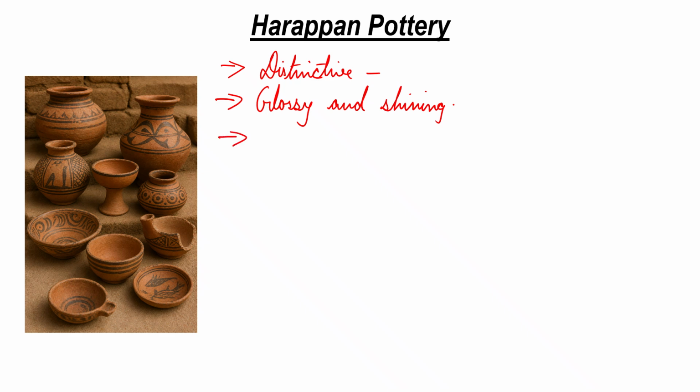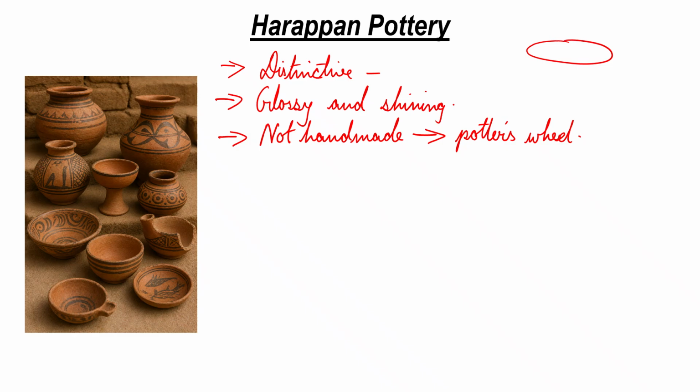It was not handmade. Means what was used in the making of it? It was made using potter's wheel. Okay, so wheel made pottery, there will be a wheel like this, then there will be a mud lump, and hands will be there. This will constantly rotate in one direction, and they will make a shape out of this mud lump.